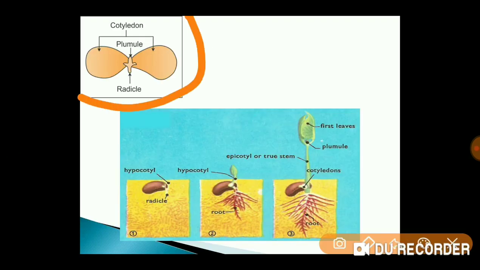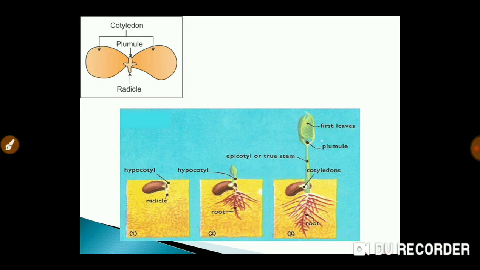Here you can see that the seed has three parts: cotyledon, plumule, radicle. This radicle gives rise to root, plumule gives rise to shoot, and the cotyledon provides the nourishment to plumule and radicle for their growth. Here you can see the radicle, and the brown colored one is cotyledon, and the hypocotyl, which is the region below the plumule. So plumule develops into the shoot, cotyledon provides nourishment, and the radicle develops into the root. In shoot, the leaf will develop, and the epicotyl, which is the true stem, will develop.